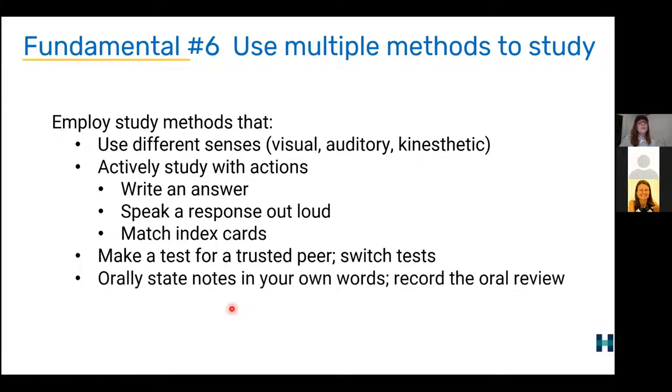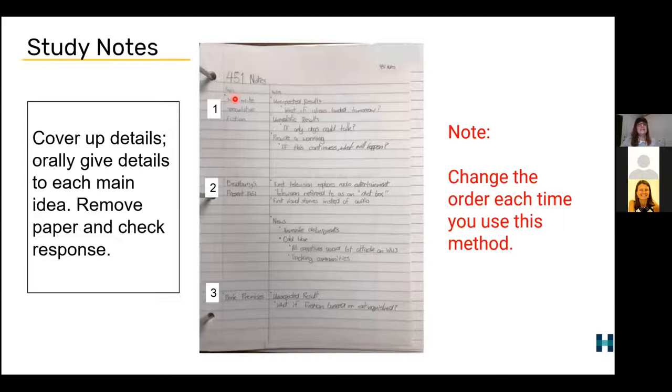Orally state your notes in your own words. Pretend you're teaching. So as you're looking at your notes, instead of just reading what's highlighted, step back, look at your topic, kind of pretend that you're speaking to a class and state your notes in your own words as if you're speaking them to a class. Use notes to recall related details, and I have an example of that. This is a student's work. And essentially, these are the notes with the main ideas. This was about the Fahrenheit 451 and the detailed notes related to it.